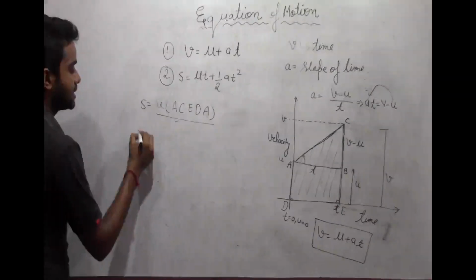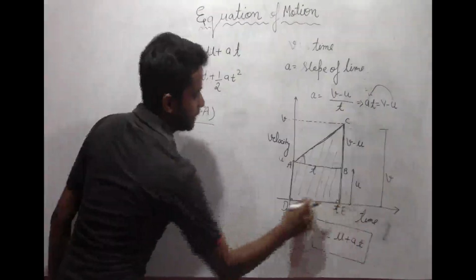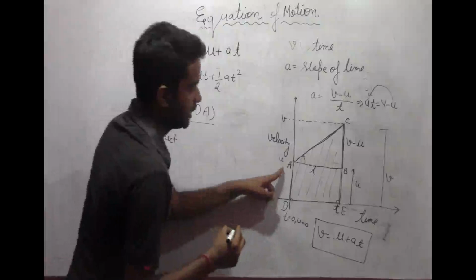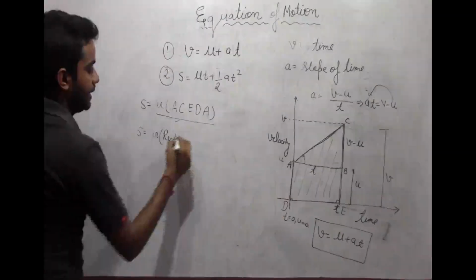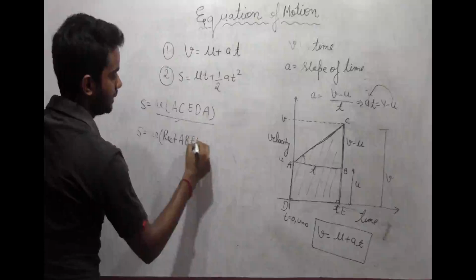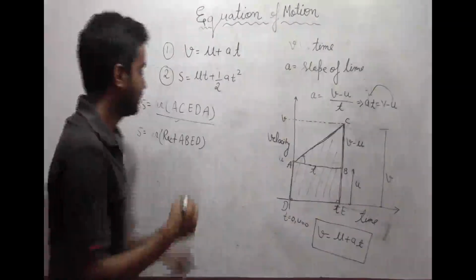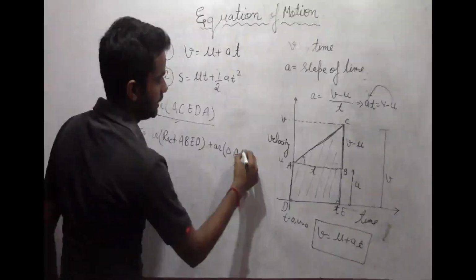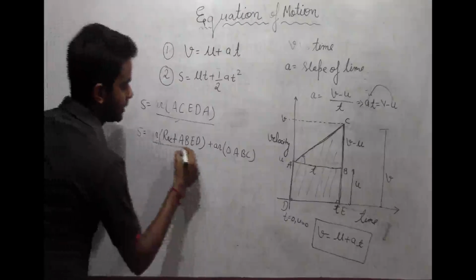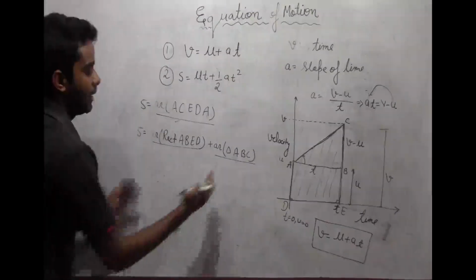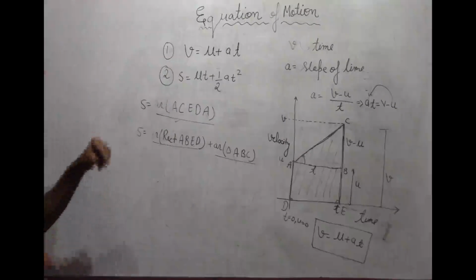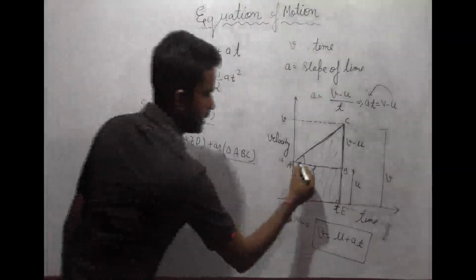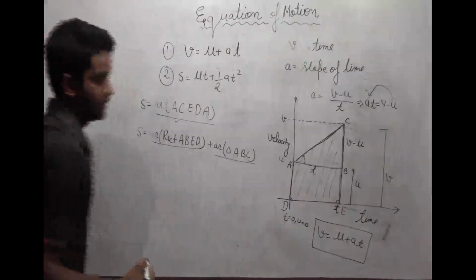Now the distance is equal to the area of the rectangle, which is A, B, E, D, plus the area of the triangle, which is A, B and C. If you calculate both and add them, you get the total covered area under the graph A and C. This is very easy. This is the rectangle.